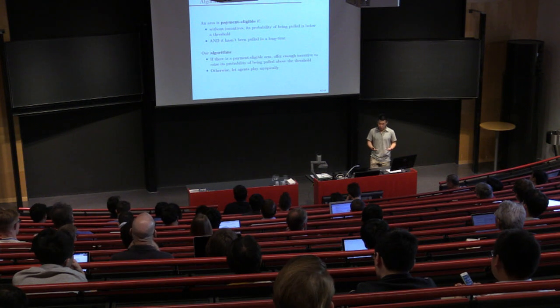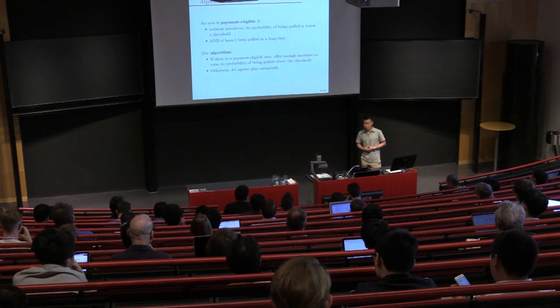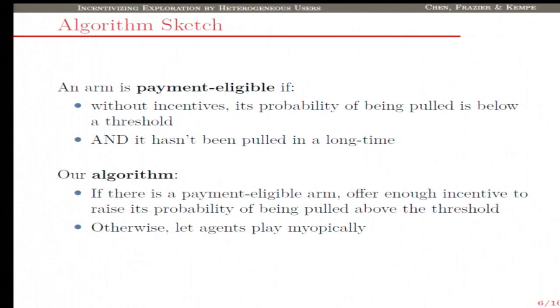Our algorithm is as follows. For every time t, we check whether there are any arms that are payment eligible. If there is, we just pick one arbitrary payment eligible arm and offer that arm a large enough payment to raise its probability of being pulled to above some threshold.